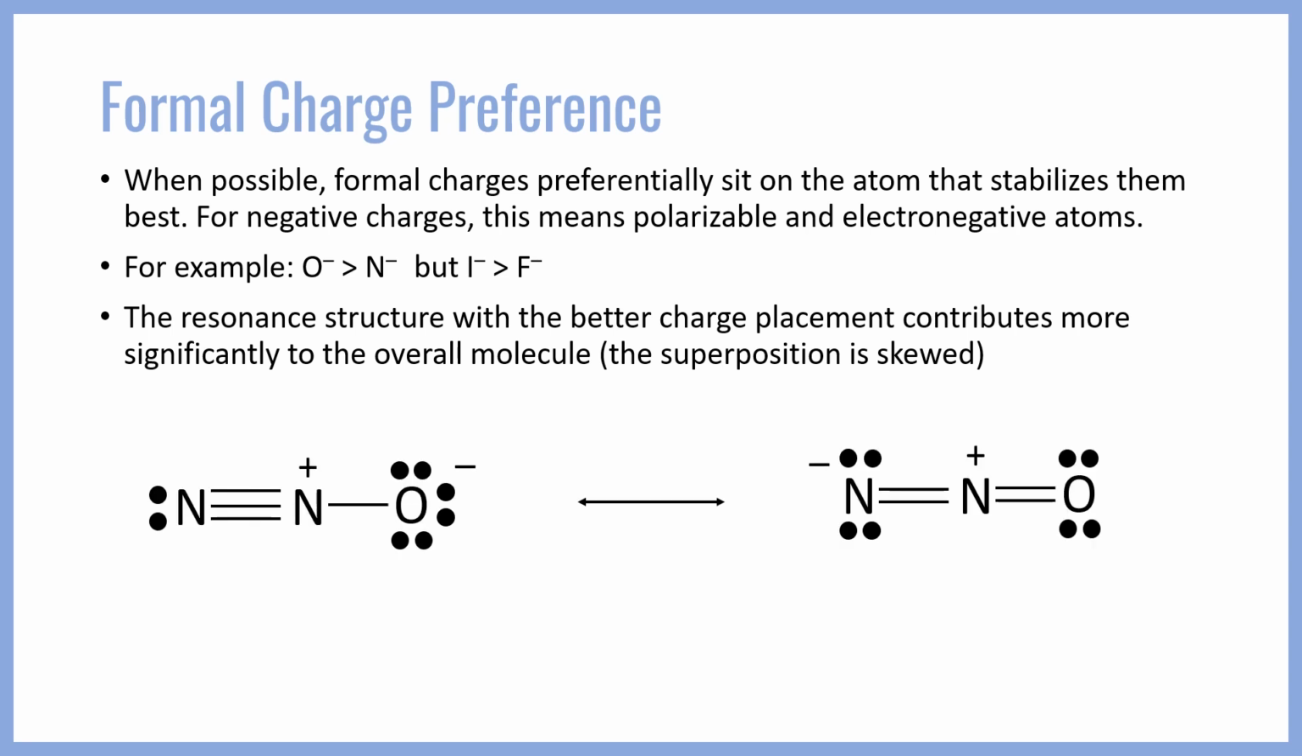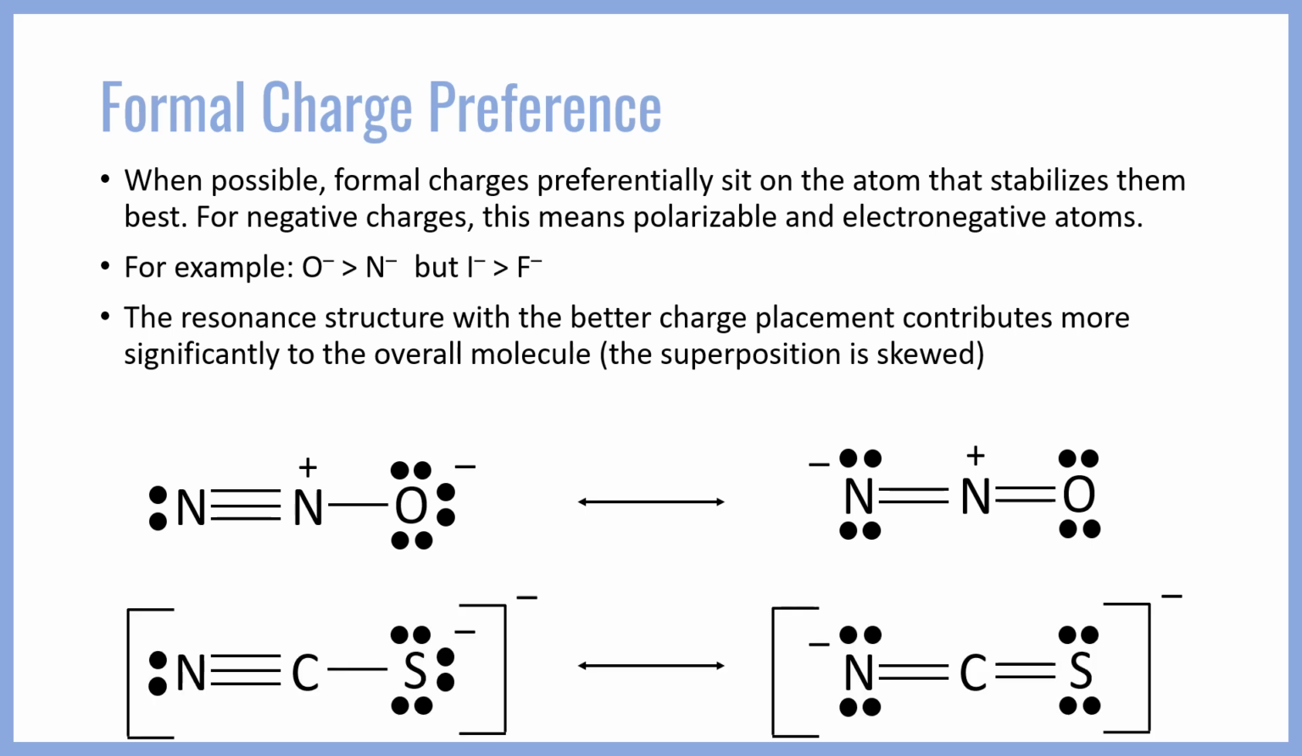So for example, if we look at the N2O molecule, those two resonance structures, one of them is going to contribute more significantly. Which one is it going to be? Well, as we just noted, O carries a negative charge better than N, so between the two of these, the one on the left is going to be the preferred structure, and so it will contribute more to the overall structure of the molecule. Let's look at another example.